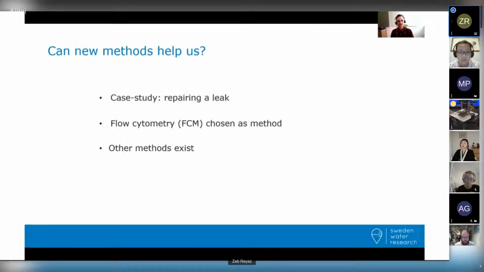It's also a method that gives us results in approximately 15 minutes, compared to the 3 to 7 days for the currently used HPC methods. It is, however, important to note that there are other methods of potential interest available on the market, and they should be evaluated moving forward.